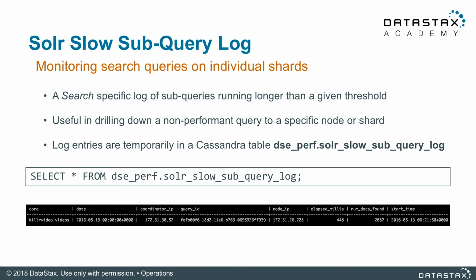When a slow subquery triggers logging, information about that subquery will be saved for a set amount of time in the database under dse_perf.solr_slow_sub_query_log. Here, only a snippet of the information logged about the subquery is shown in the screenshot. The elapsed millis shown here contains the amount of time the subquery needed to execute, and there are other additional columns, not shown here, that break down the execution time between the prepare phase and the process phase of the read path. Otherwise, other potentially helpful information about the subquery is also logged: the number of documents found, the IP of the coordinator for the subquery, and the parameters used for the subquery.